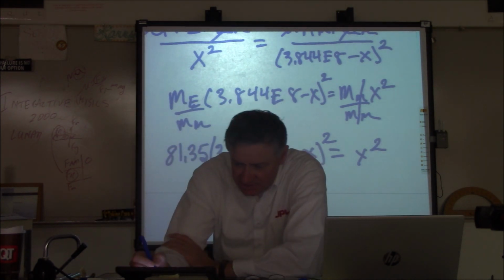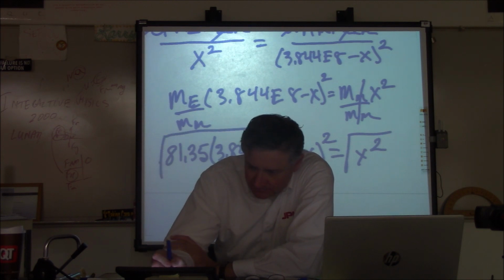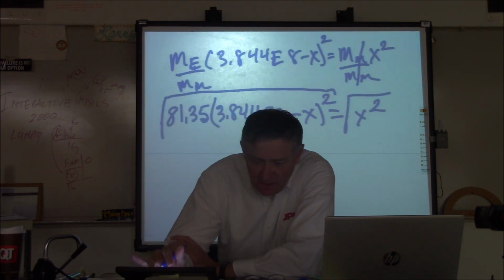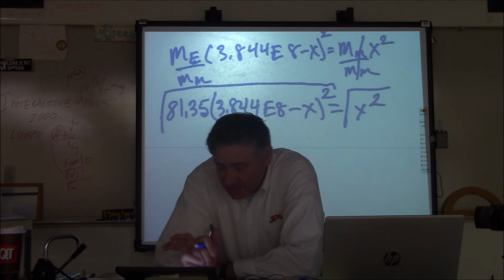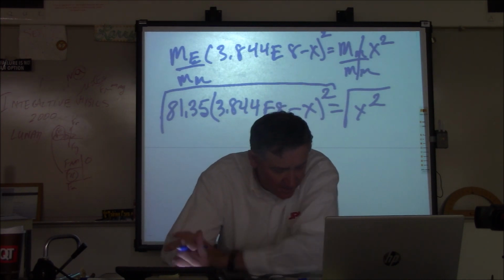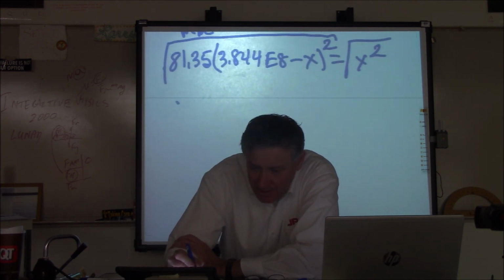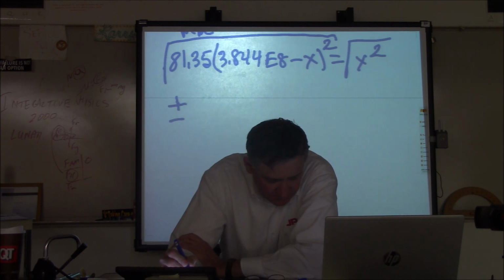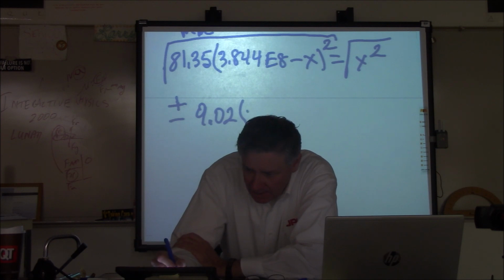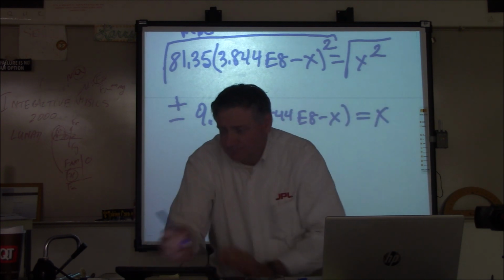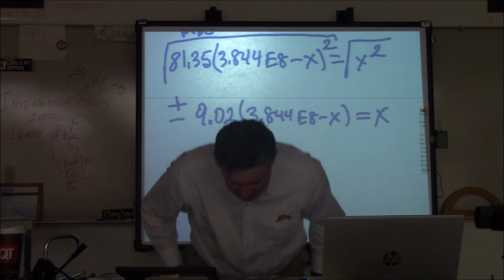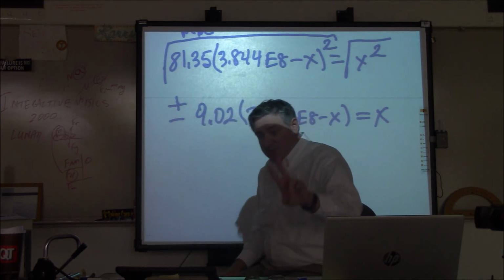The simpler way is that we're just going to take the square root of both sides. Okay? So, here's going to be the key. If you take the square root of both sides, you get the square root of 81.35, which is, and this is going to be important, plus or minus 9.02 times 3.844 e to the 8th minus x is going to equal x. Okay? Now we don't have to do the quadratic. But you're still going to have to work this problem twice.